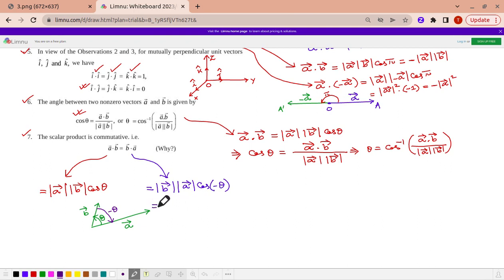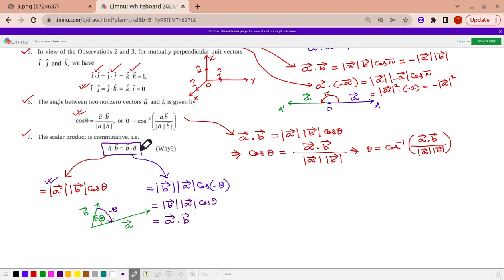So that will be equal to what? That will be equal to mod B into mod A into cos theta, because I repeat, cos minus theta is equal to cos theta, and that is nothing but whatever you see in the red color here mentioned, mod A into mod B into cos theta. So that is equal to A dot B. So what we see is that A dot B equal to B dot A, or other way we can say that dot product is commutative in nature.